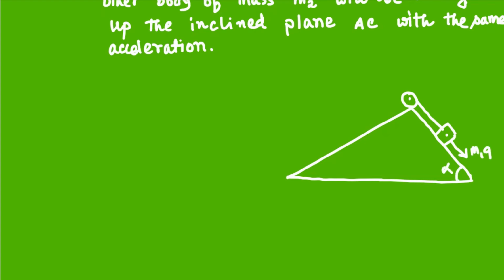Angle of inclination is alpha, and the rectangular component of the weight of this body, which is m1g sin alpha, is acting down the inclined plane. Tension T is acting up the inclined plane, and this body of mass m1 moves down the inclined plane with an acceleration a.